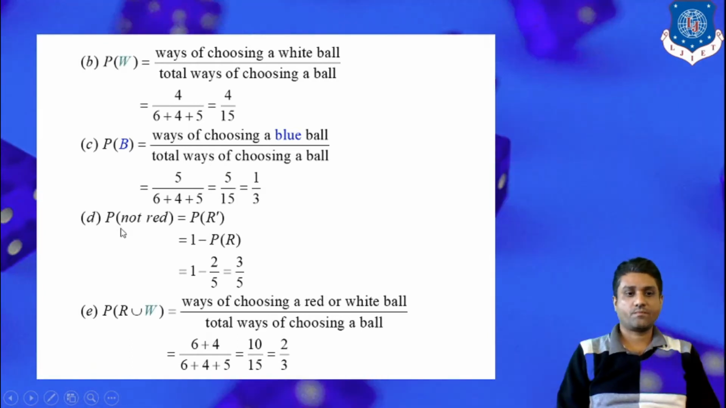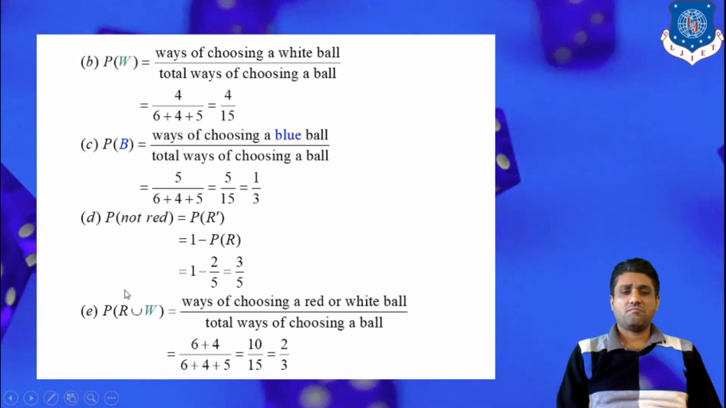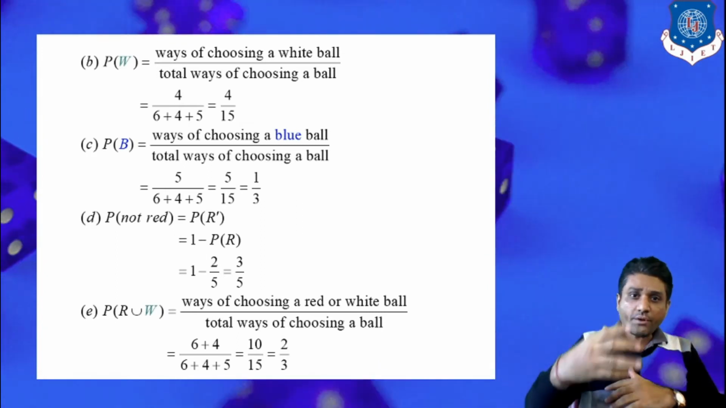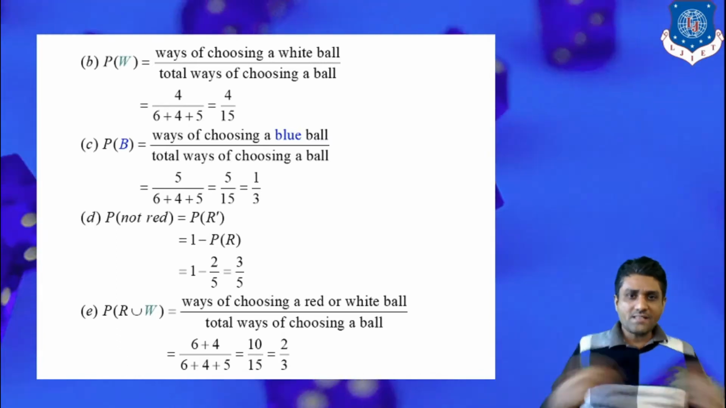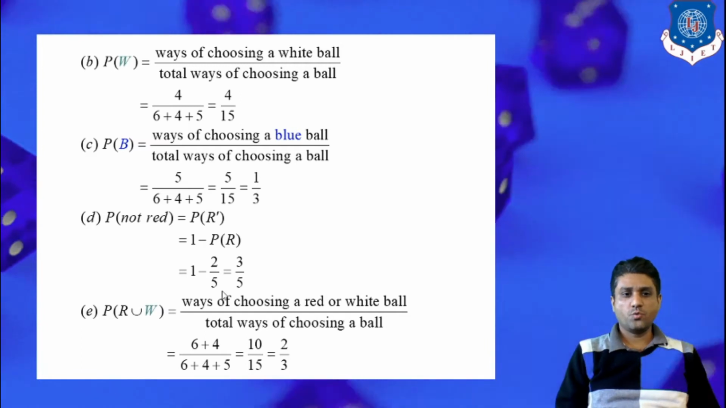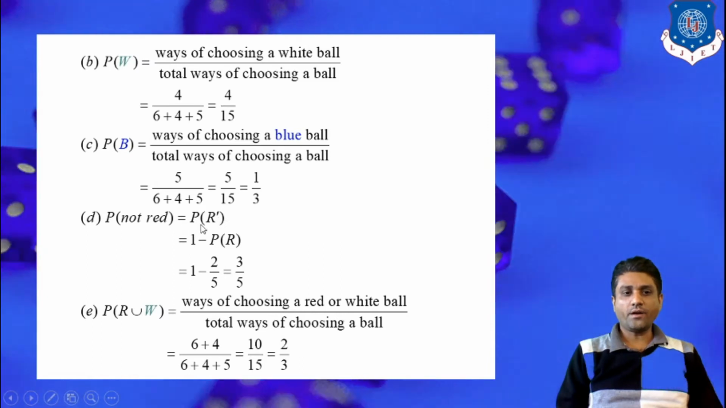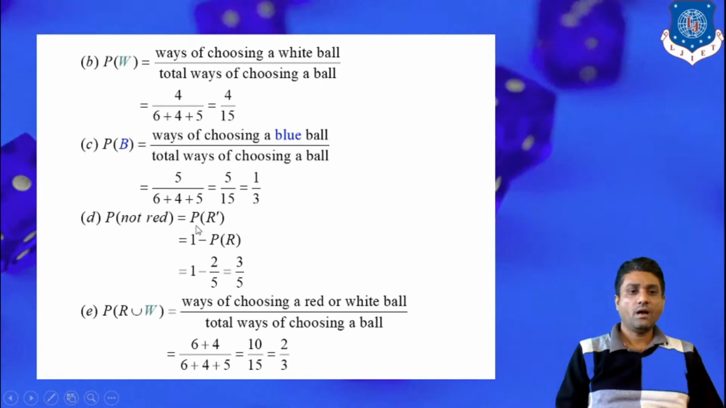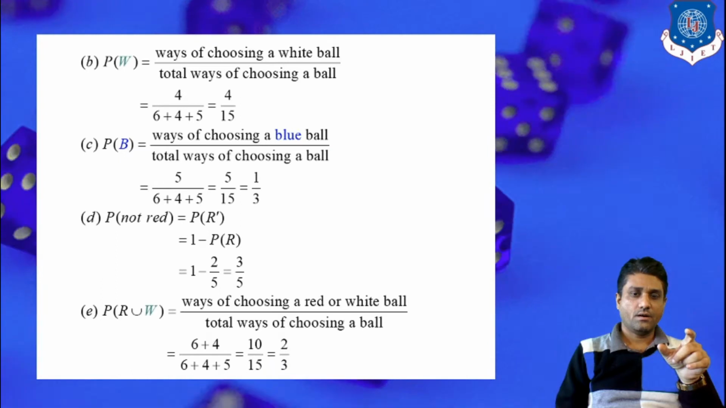Now the fourth option, probability of not getting a red. Now we have to use the simple terminology of set theory. We are not interested in getting a red ball. It doesn't matter whether it is a white ball or a blue ball. So we use the basic concept of set theory. Not red is represented by R dash, that is the complement.